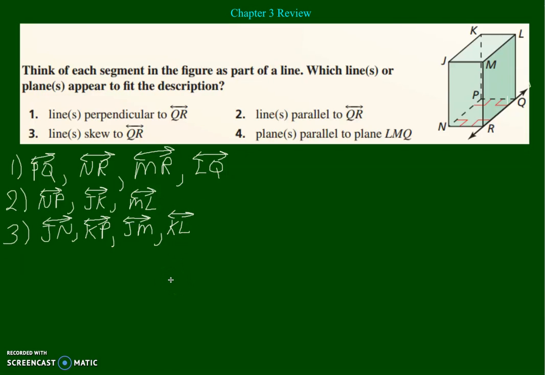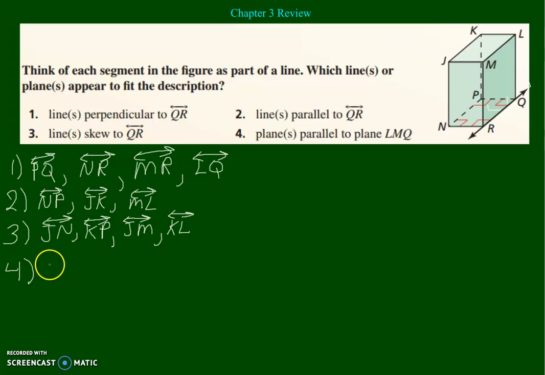Okay, now to problem 4. Planes parallel to plane LMQ. So here's plane LMQ. It's this face on this side. We know that this plane is going to be parallel to this back plane back here. So we could name that pretty much anything we wanted. Remember that we name planes by any 3 non-collinear points.